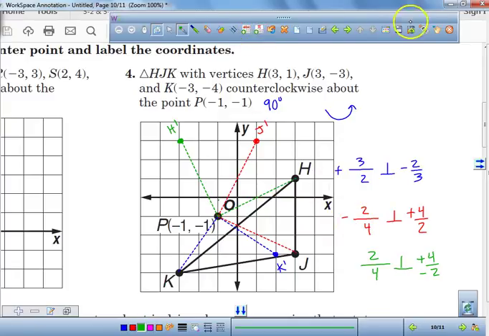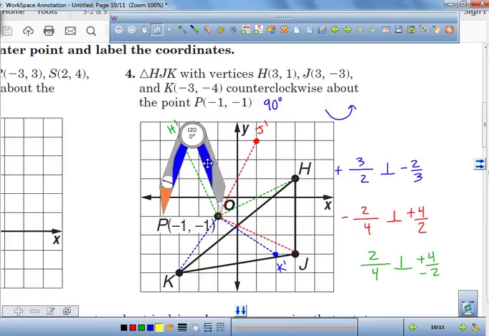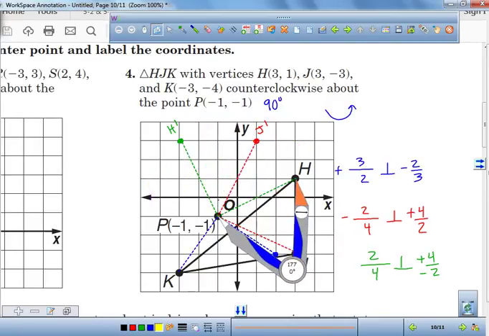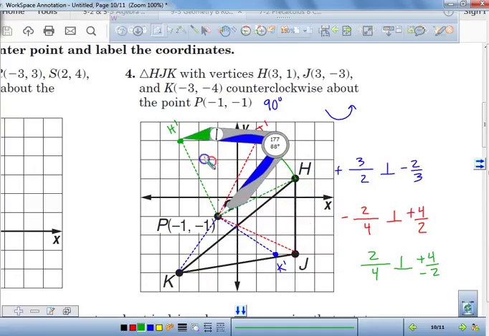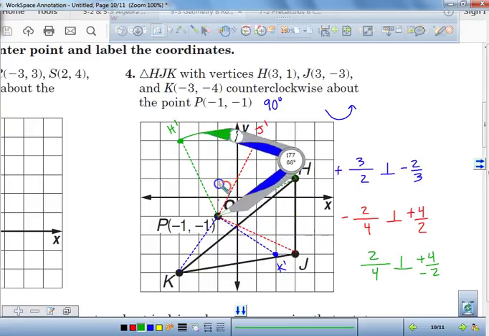The question is this: can you see that you made the correct angle going from here to there? Can you see how that was arced going? Which direction going? Counterclockwise. Okay?